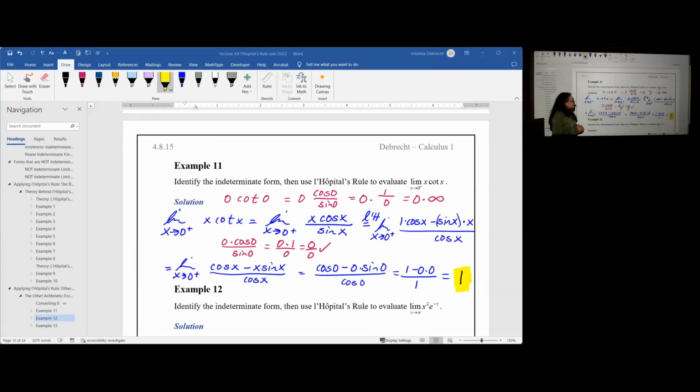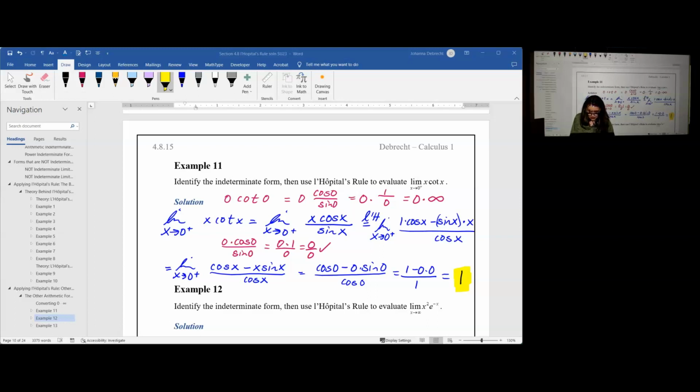Let's now look at example 11. I applied the product rule in the numerator because I knew x and cosine x were differentiable near 0, and sine of x is also differentiable at 0. And this gave me the representation in the numerator. Then I simplified, and then I substituted the value that the limit was approaching in place of the variable. This gave me 1 for the value of the limit.